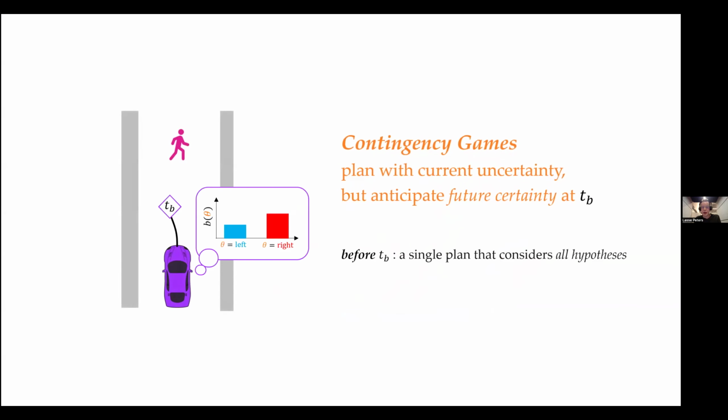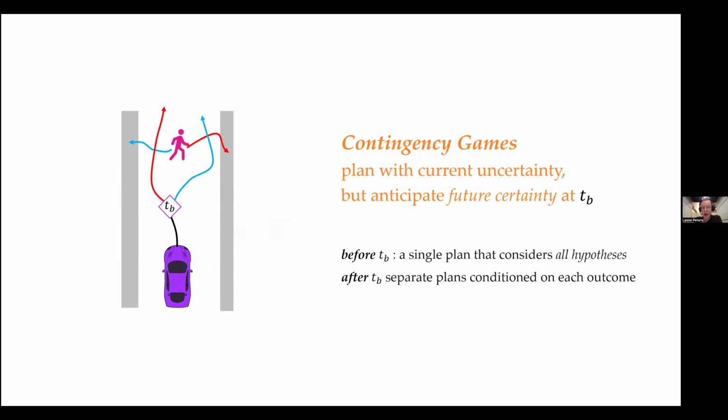So in our abstracted version of the problem, this means that before TB, the robot will develop a single plan that must work for all hypotheses, and it must trade off the cost under the different hypotheses according to the likelihood, but must be feasible under all of them. And then after TB, the robot has separate plans conditioned on each outcome. So effectively, this contingency game gives you a multimodal prediction for the human and a conditional plan for the robot.